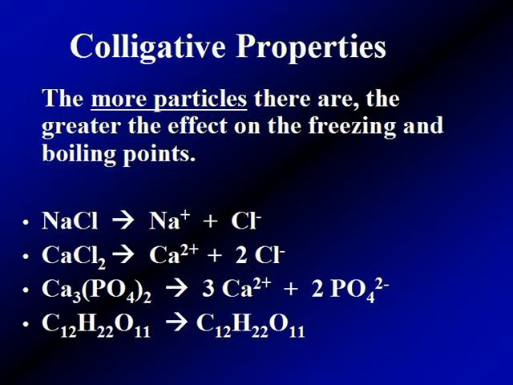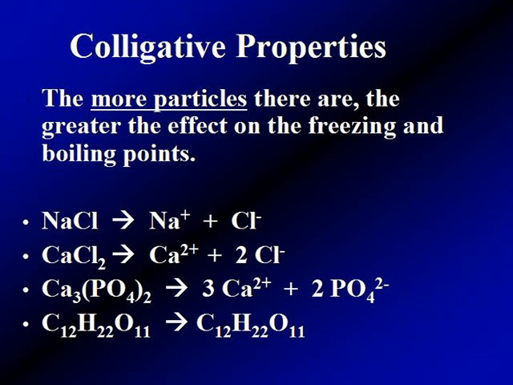The more particles there are, the greater this effect on freezing and boiling point will be. For sodium chloride, when it dissolves, it forms two particles, sodium ion and chloride ion. When calcium chloride dissolves, there are actually three particles, two chloride ions and a calcium ion. For calcium phosphate, there are three calcium ions and two phosphate ions, for a total of 5 ions. Calcium phosphate would be much more effective at lowering the freezing point and raising the boiling point.